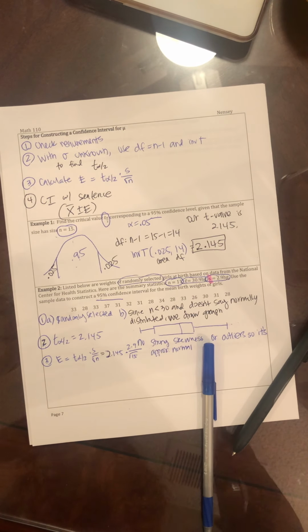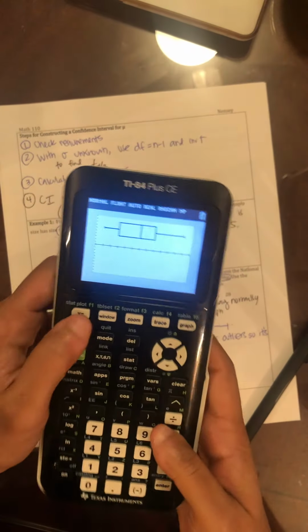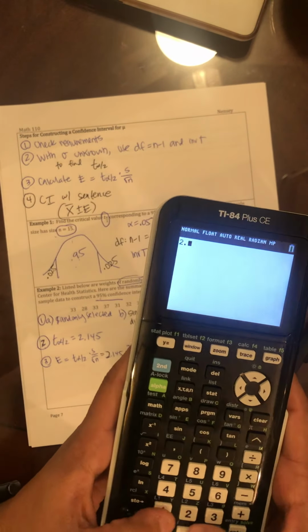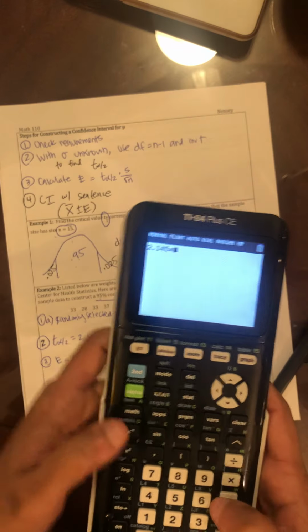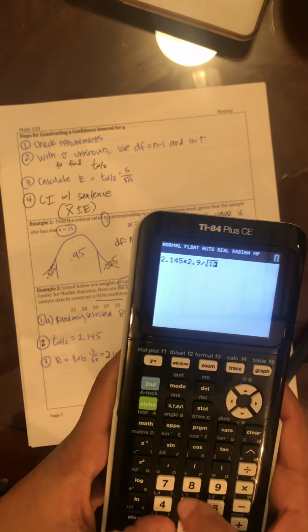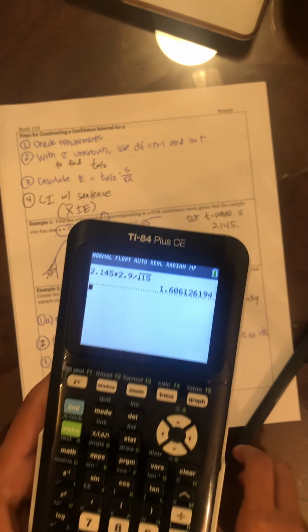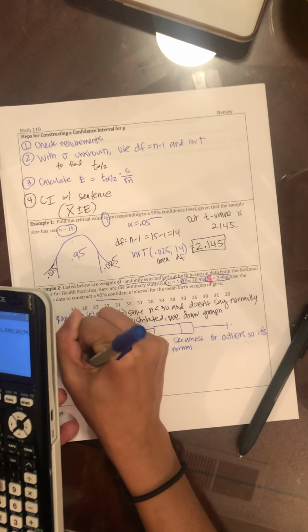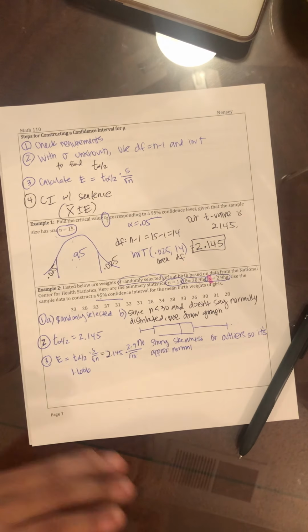And I'm going to go ahead and use my calculator. So I'm going to quit this. To quit is second mode. I'm going to do 2.145 times 2.9 divided by the square root of 15. And I'm going to get, rounded to 3 decimal places, 1.606. And that is my margin of error.